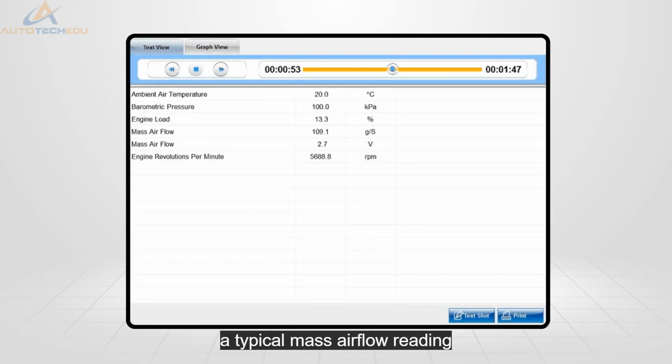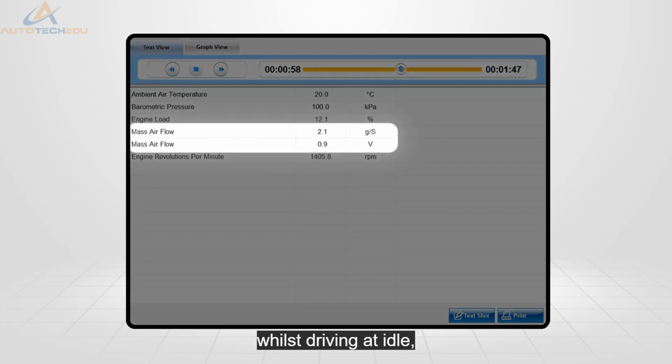Here is a typical mass airflow reading on a smaller capacity engine at around 3000 RPM whilst driving. At idle, the voltage is below 1 volt and around 2.4 grams a second. Under engine load, the voltage is around 2.4 volts and the airflow is about 47 grams a second. Like the MAP sensor, a low voltage or frequency will indicate a low volume of air, while a higher voltage or frequency will mean more air entering the engine.